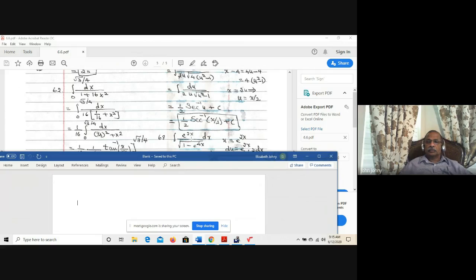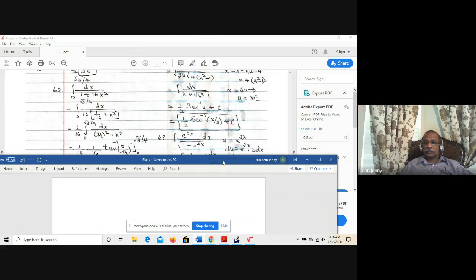Number 68. Integral e to the 2x divided by square root of 1 minus e to the 4x. E to the 2x here, e to the 4x here. E to the 4x is the same as e to the 2x the whole square. So the substitution is e to the 2x. U is equal to e to the 2x.